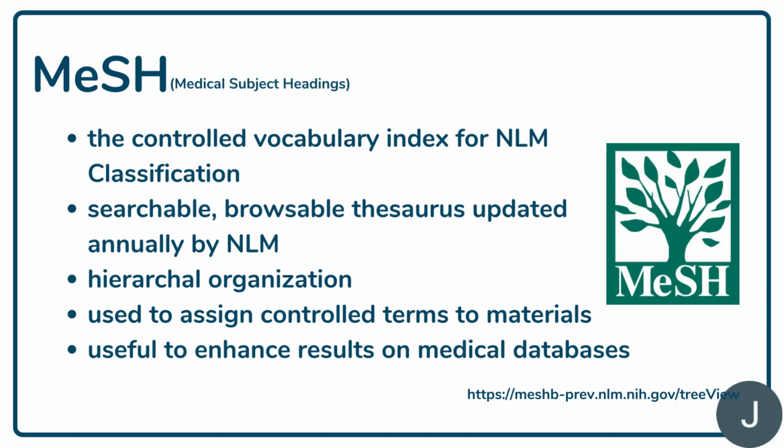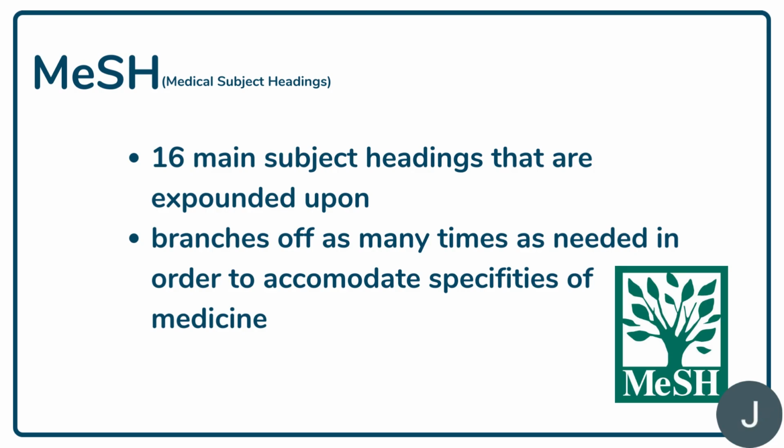MeSH, or Medical Subject Headings, is the controlled vocabulary index for the NLM classification, which means it is used to assign controlled terms to materials. It's a searchable thesaurus that is also updated annually by the NLM and is organized hierarchically. These subject headings are also useful to enhance search results on medical databases. There are 16 main subject headings that can branch off as many times as needed in order to accommodate the specificity of medicine.